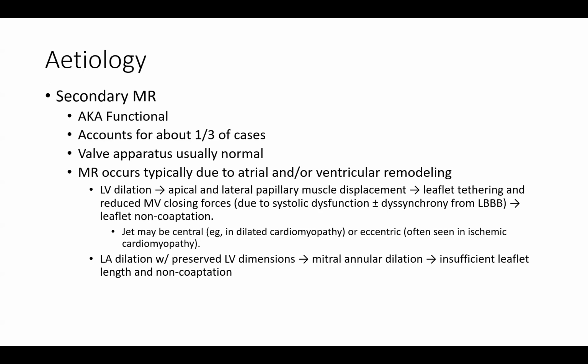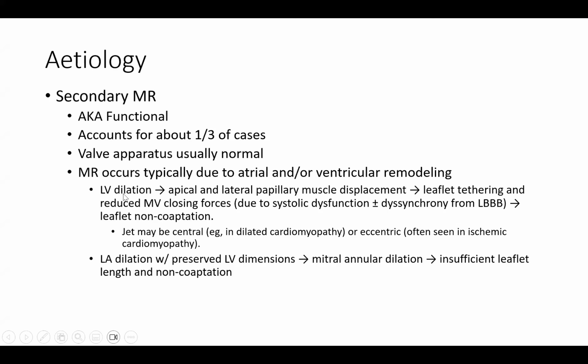So it could be secondary, also called functional, and this is said to account for about 1/3 of the cases, even though I tend to feel, I haven't seen the numbers, but in our environment perhaps more. And the valve apparatus itself is usually normal, but the mitral regurgitation occurs usually due to ventricular or atrial remodeling. So think of anything that can cause the left atrium or the left ventricle to dilate. It's a cause of secondary mitral regurgitation.